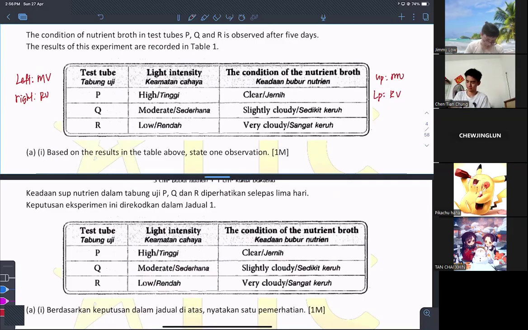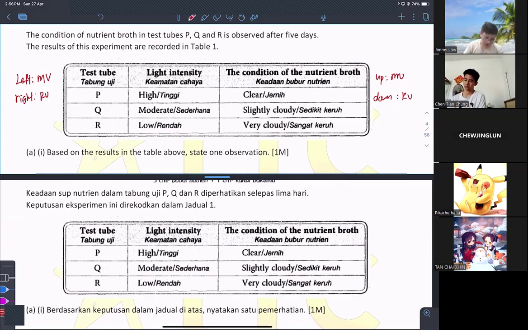Okay, so you just tell yourself, when it comes to a table, left is MV, right is RV. When it comes to another way of table, up is MV, then down is your RV. Just tell yourself something like this.